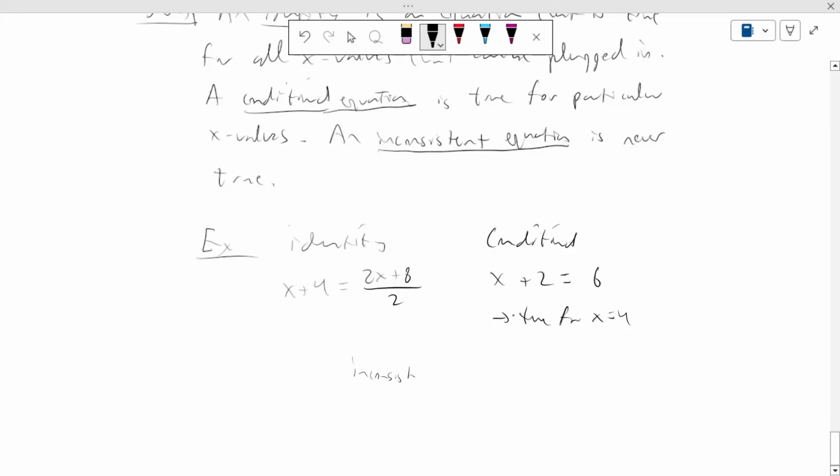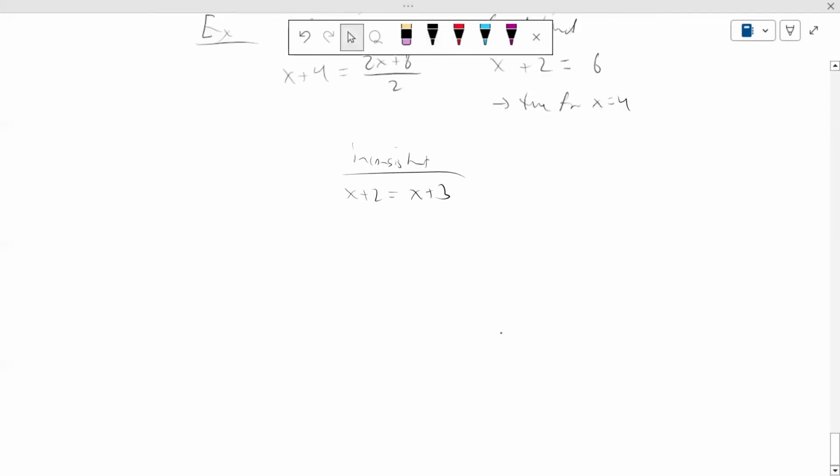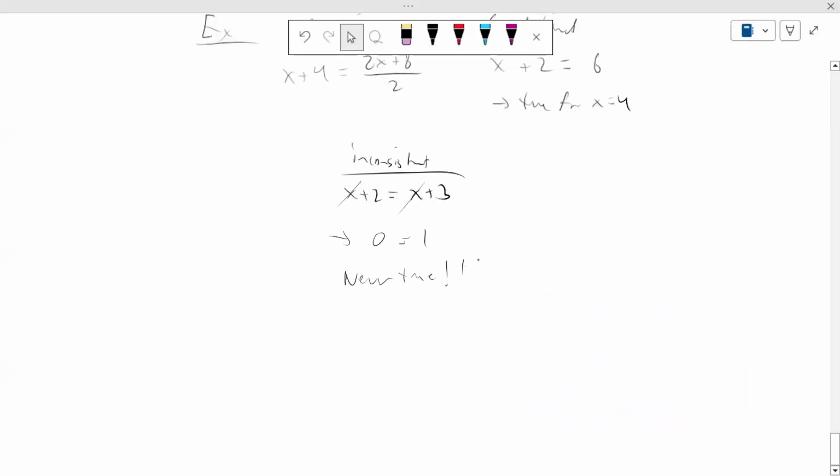Now, an inconsistent equation, right? x plus 2 is equal to x plus 3. If I combine like terms here, I subtract x on both sides, I'm going to get 0. Subtract 2 on both sides, I get 1. I get 0 is equal to 1. Your x's cancel off, and then you have 0 is equal to 1. That is never true. So it's never true.